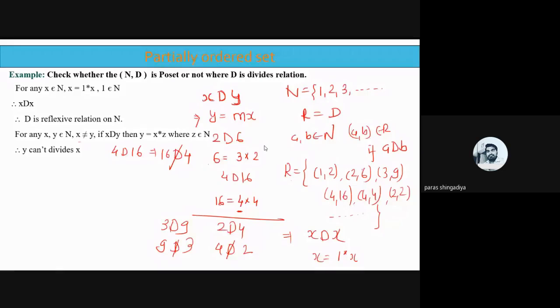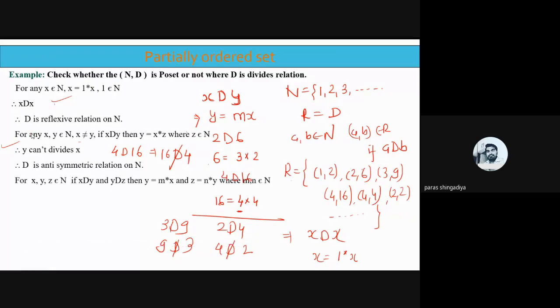If (x, y) belongs to R, then (y, x) does not belong to R. So therefore we can say y can't divide x, so what does it mean? (y, x) does not belong to R, means y does not divide x. So D is an antisymmetric relation on N. So the second condition is also valid: reflexive, then antisymmetric, and now the third one is the transitive condition.